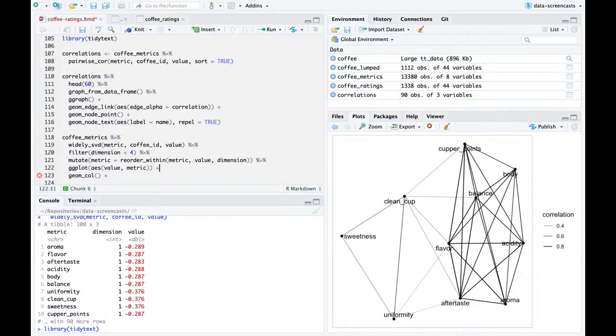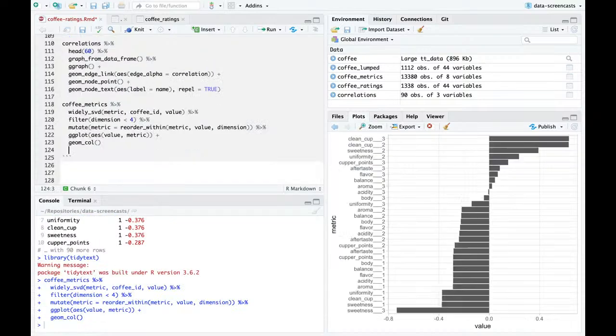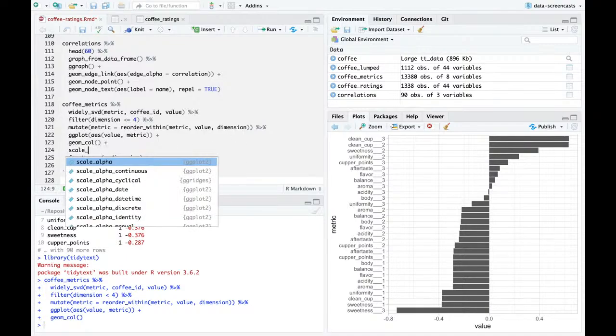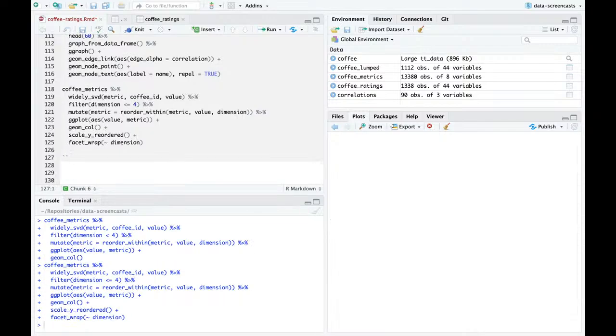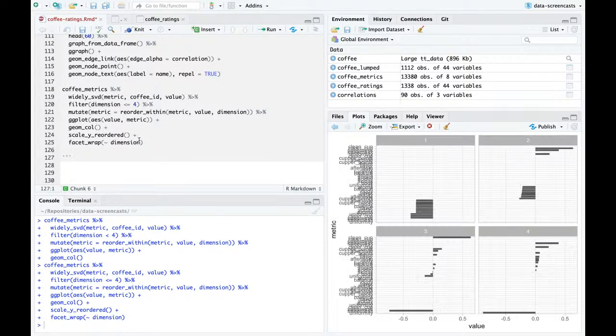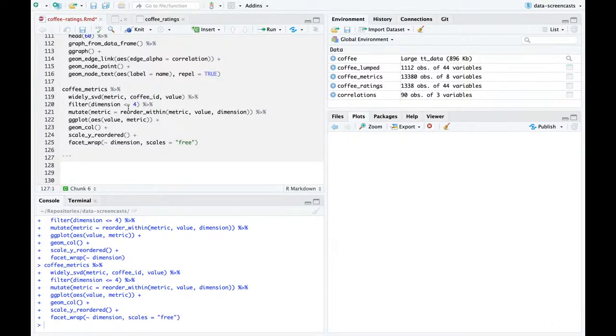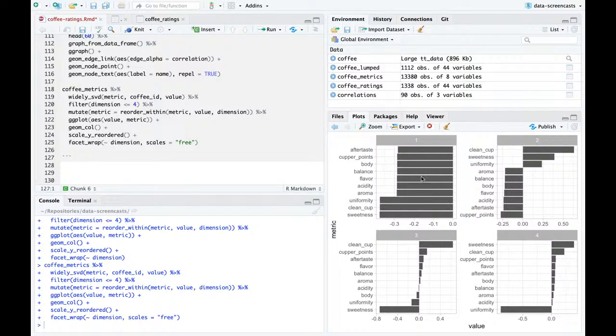You've seen me make this graph a lot. I'm going to facet wrap by dimension, with ncol equal to 4, scale_y_reordered, and scales equals free. Okay. Yeah, the problem with this is that the first dimension ends up dominated because I didn't center the values.